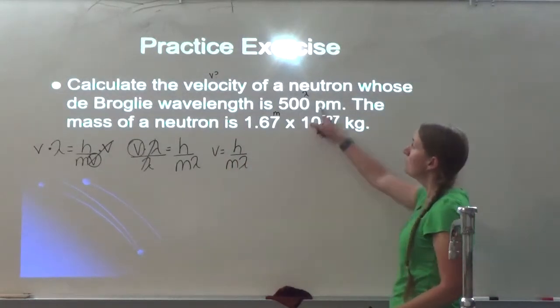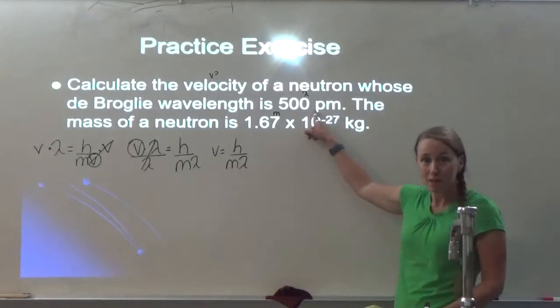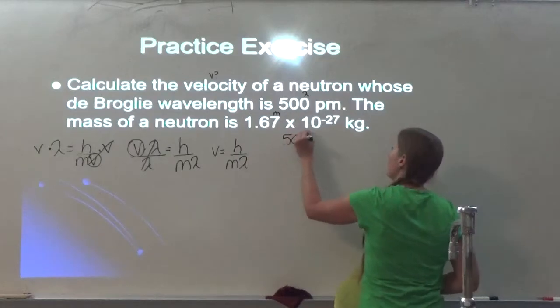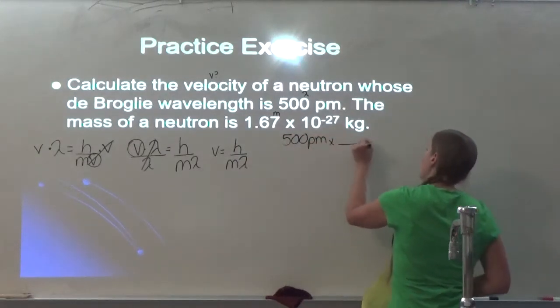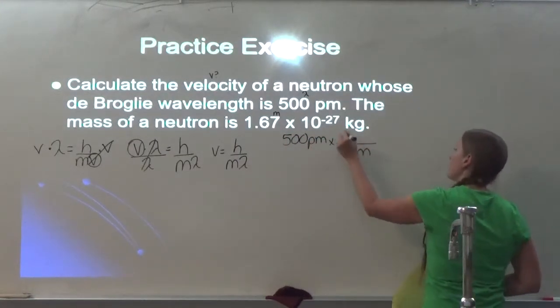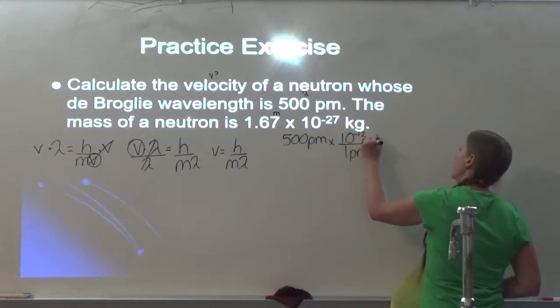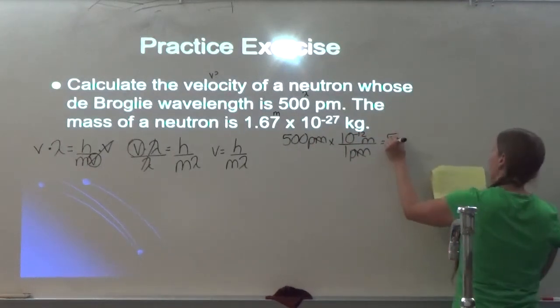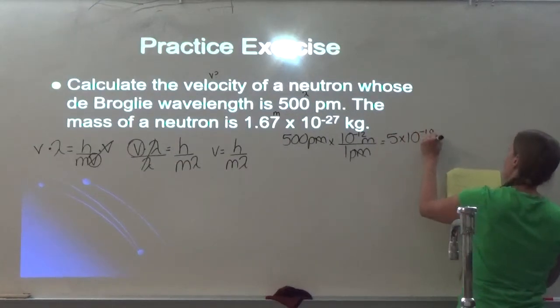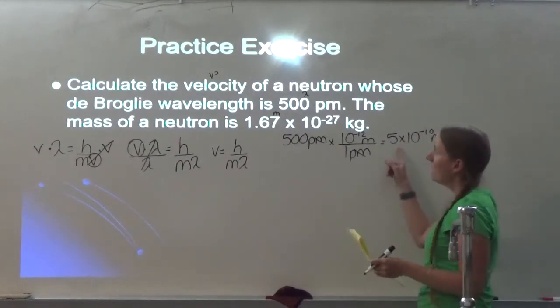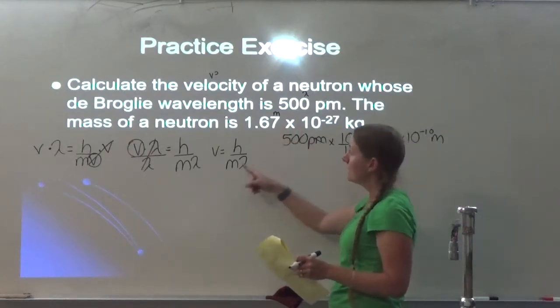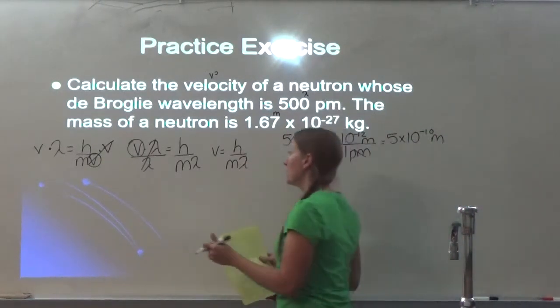The problem is, though, what did they give me wavelength in? Picometers. Wavelength has to be in meters. So I start with my 500 picometers. 1 picometer, you can use your SI prefixes chart, is 10 to the negative 12 meters. Once I multiply that, I get 5 times 10 to the negative 10 meters. Okay, so now I have a correct unit for wavelength. I have a mass, and I always have h. So now I'm ready to plug in.